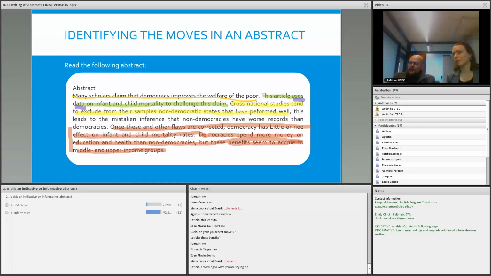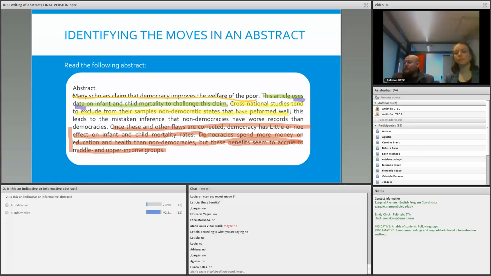Another thing you have to take into consideration is, are the moves in the order we described them at the beginning? Exactly, no. This means that sometimes the order of moves is flexible, and as we mentioned before, not all the moves may be realized. In this case, for example, there is no obvious move 5.